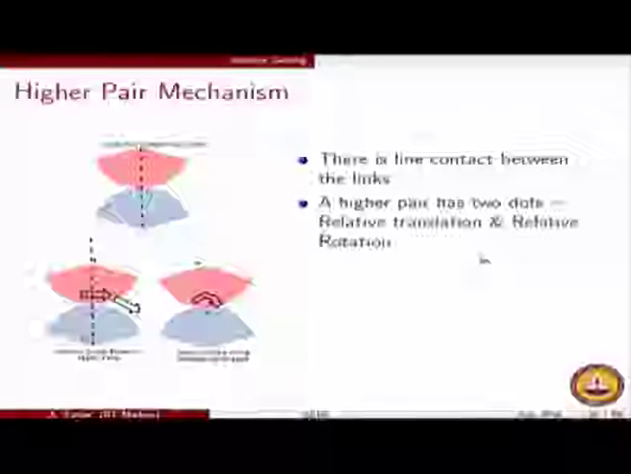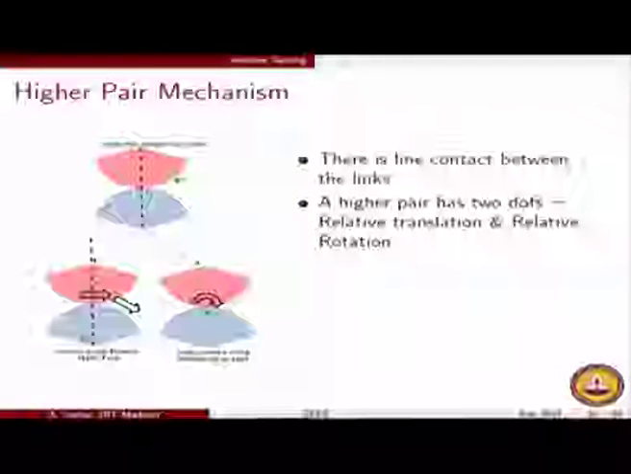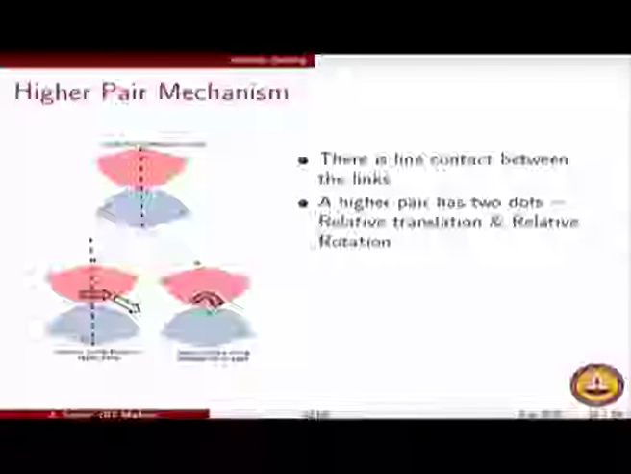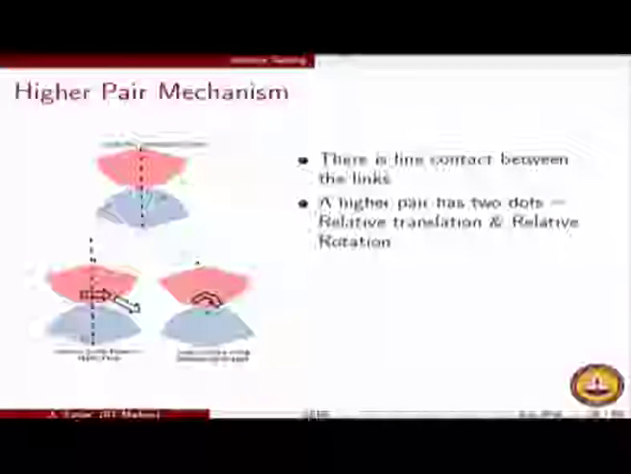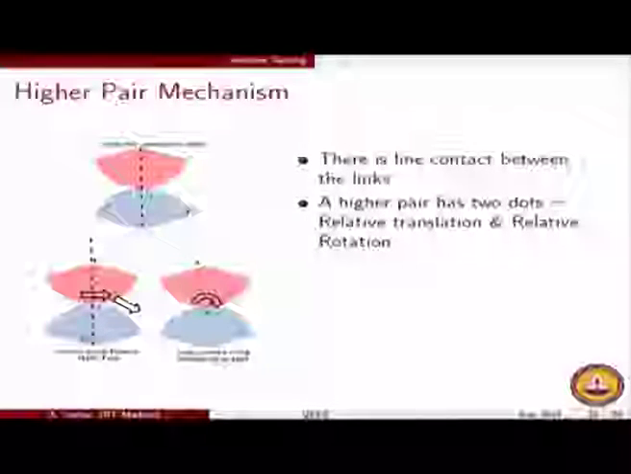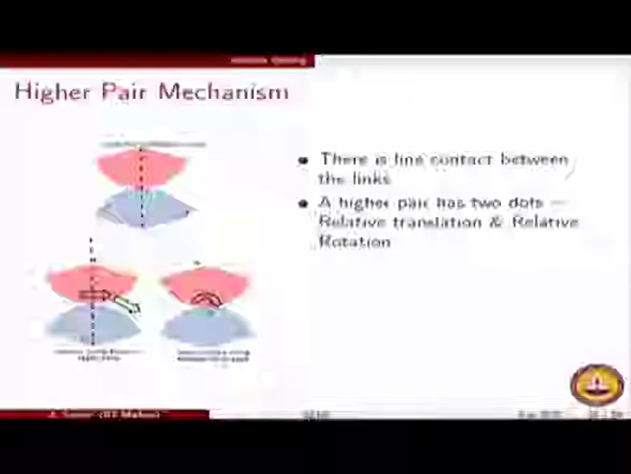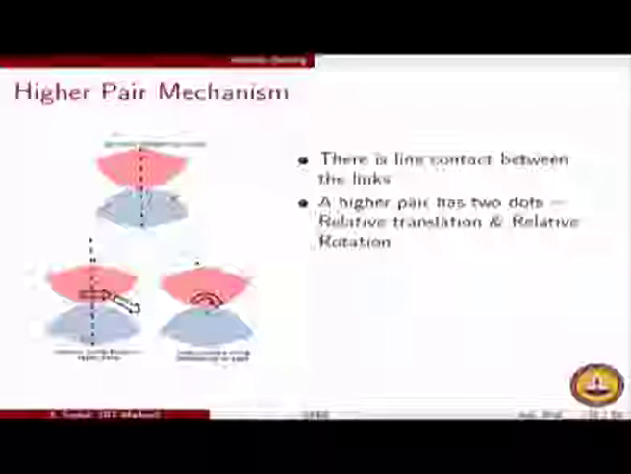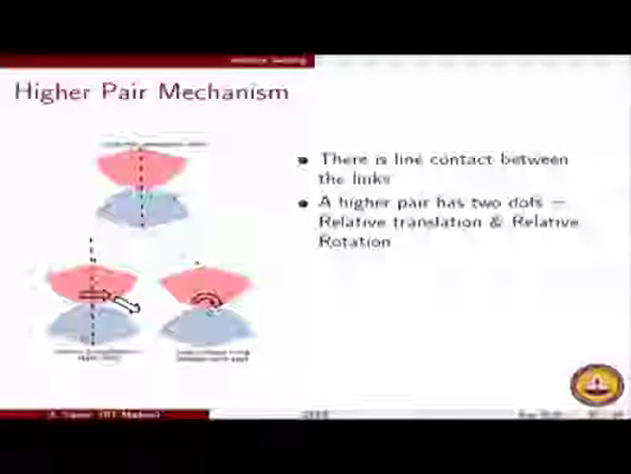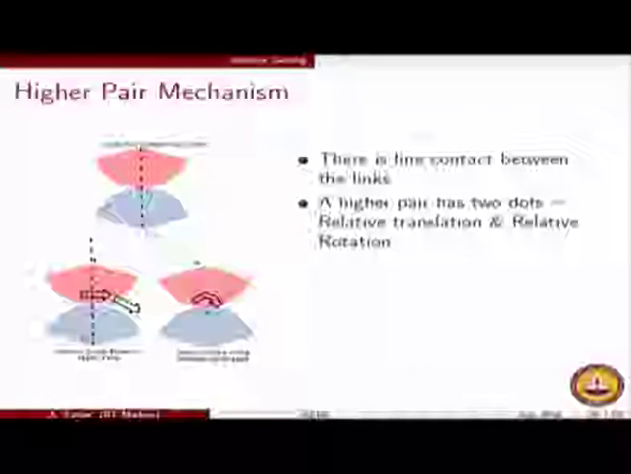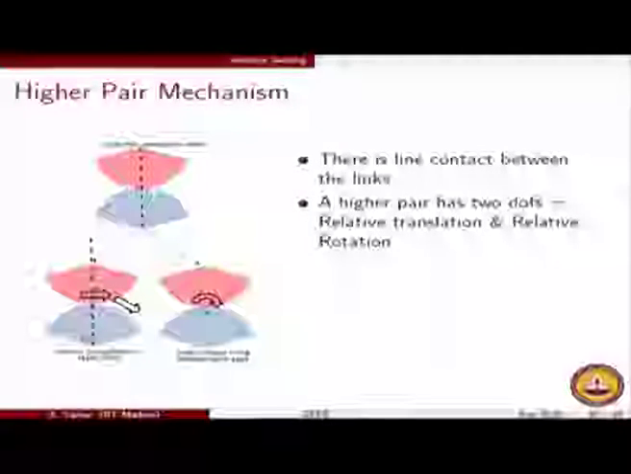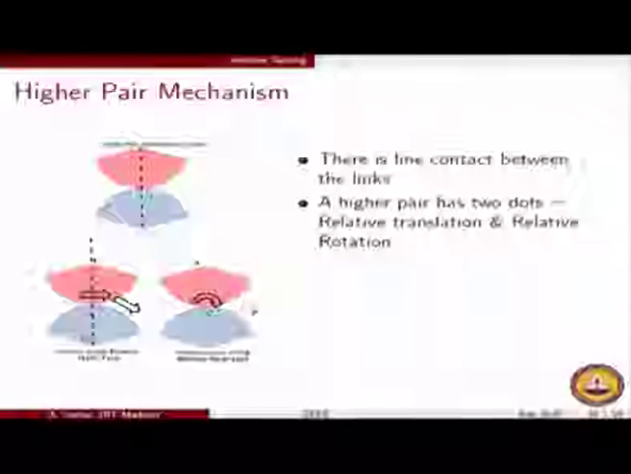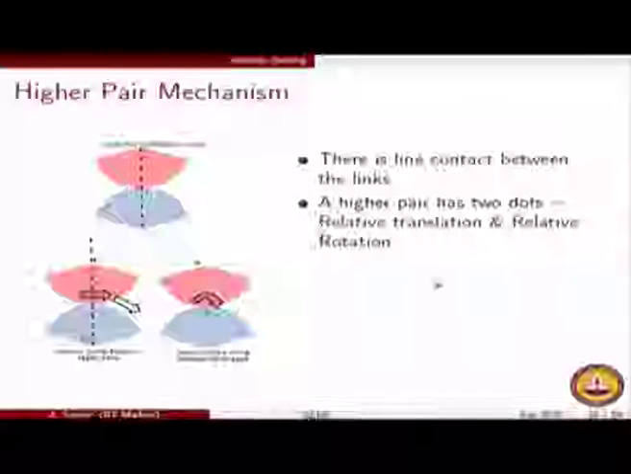links, and as is shown here, the red and the blue object are forming a higher pair mechanism. Between the red and the blue body, there are two types of relative motions which are possible. One is that of relative sliding, which is shown on the diagram on your left, and the other is that of pure rolling, that is rotation without slipping.